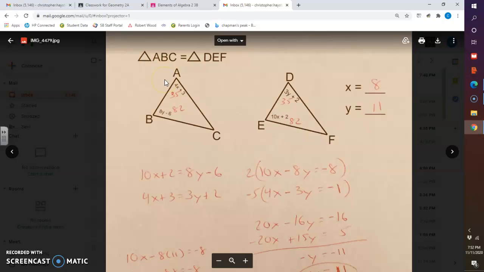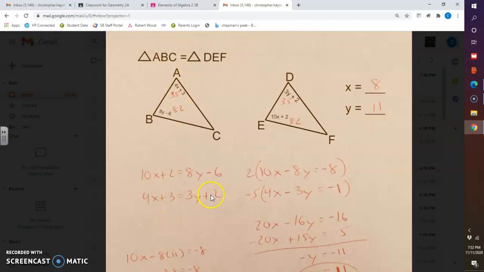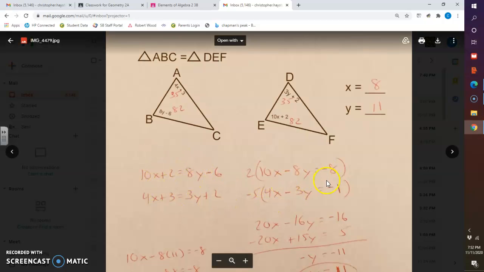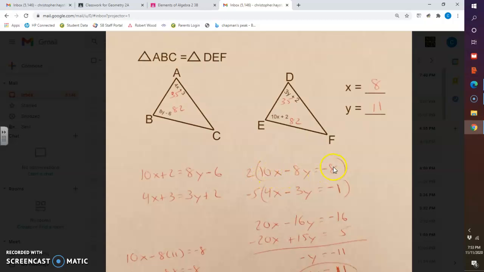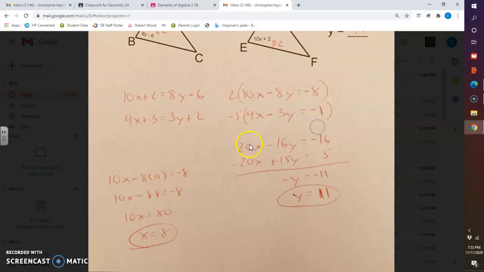Here, ABC is equal to DEF, which means I can set up a system. My A equals D. So 4x plus 3 equals 3x plus 2. My B equals E. 10x plus 2 equals 8y minus 6. We move the 8y and the 3y over. We move the constants over, and we get 10x minus 8y equals 8. 4x minus 3y equals negative 1. And then we solve the system.